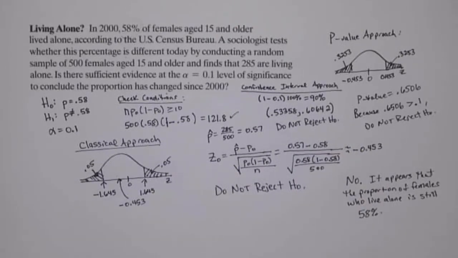So as a general rule, we're going to have two approaches, either the classical approach or the p-value approach. But if we have a two-tailed test, then we could also use the confidence interval approach. Now in the next video, we're going to do the exact same three examples we've seen already, but we're going to use technology to conduct the hypothesis tests.